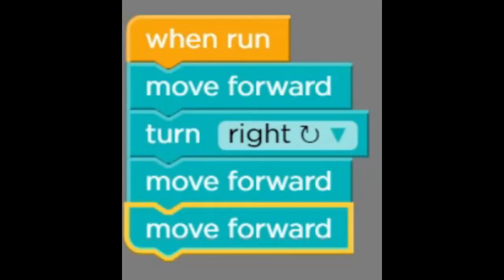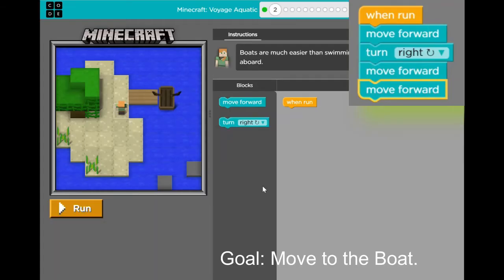All right, challenge 2. Now we're going to move to the little boat that we just discovered. And the solution is when run, move forward, turn right, move forward, move forward. Okay, so here we are again. And do you see the boat? It's sort of there at the top right hand side, and it's sort of like off of a plank.